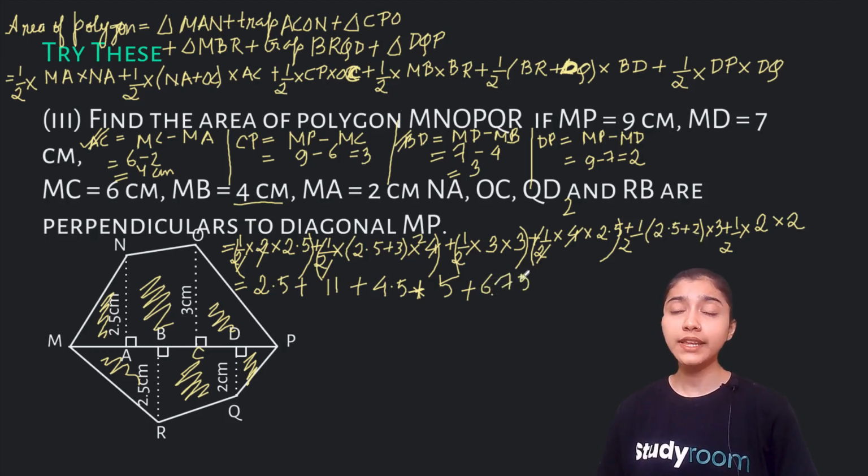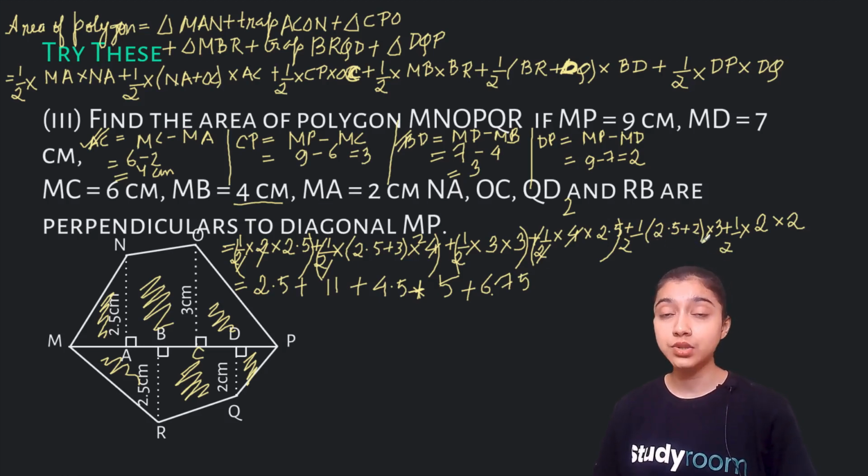I think you can all calculate it. It's just a simple calculation. 2.5 plus 2 gives us 4.5. We will multiply it with 3 and then divide it by 2. It will give us 6.75. And then over here, 2 and 2 get cancelled. So the last area, of this triangle DQP, is 2 centimeters.